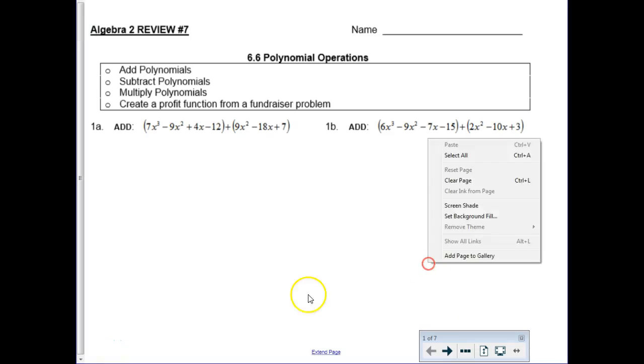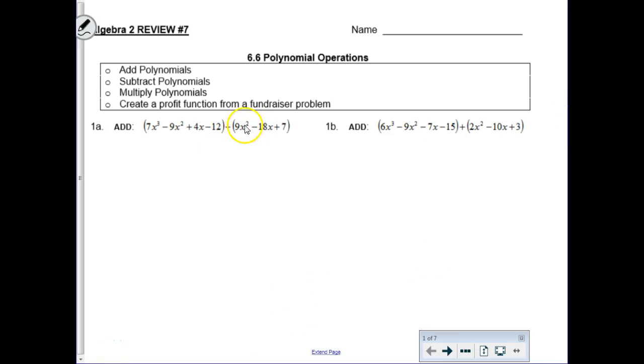Okay, here we have our review for summative number 7 in Algebra 2 in the spring semester. And this first section is going to be a repeated section from quite a while ago. It's back in summative number 2 that we saw this last. So let's revisit how to do different polynomial operations, starting with adding.